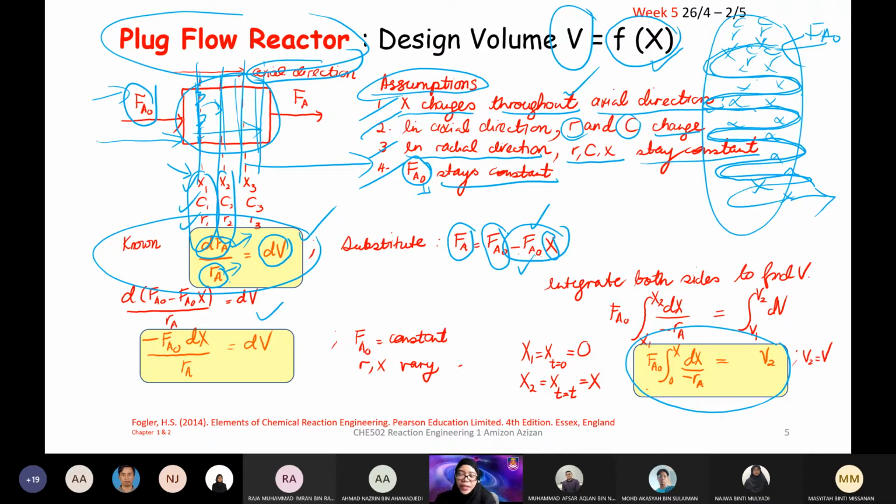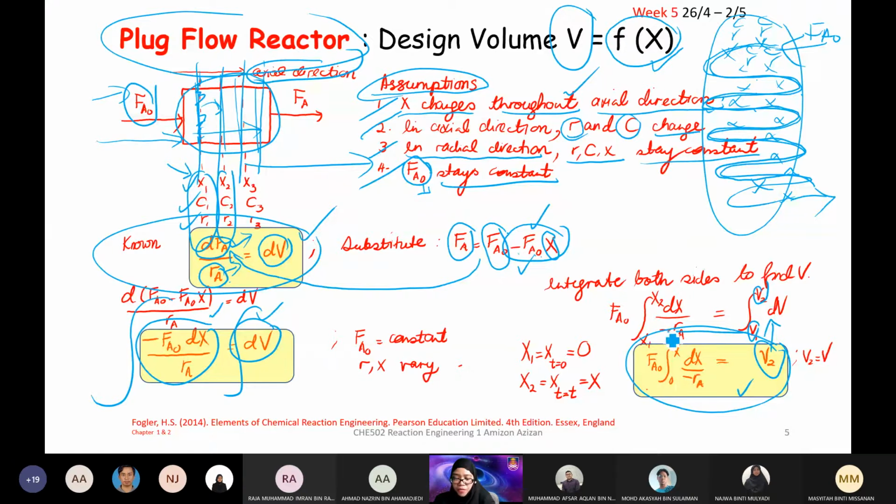X means how much of that reactant is being converted into a product, based on the feed. So putting that equation in there, simplify. The dV can be integrated on both sides here. So the final equation would be V2, which comes from the limit from V1 to V2.